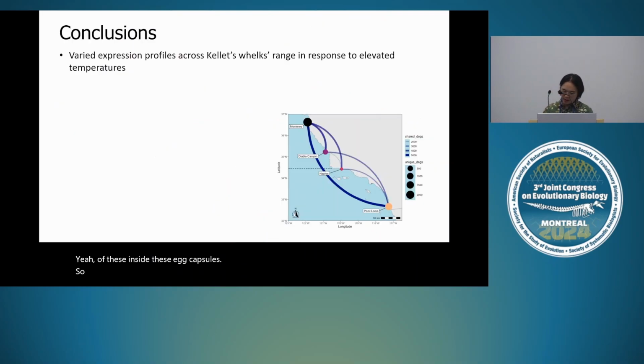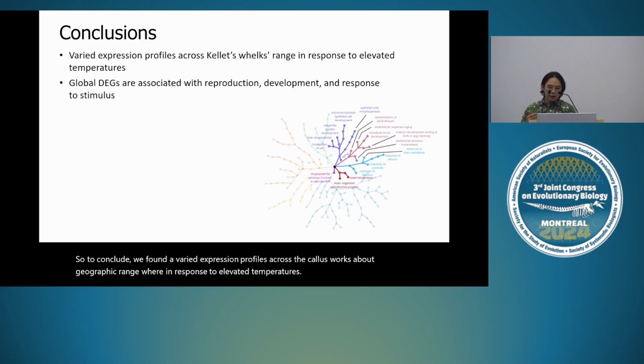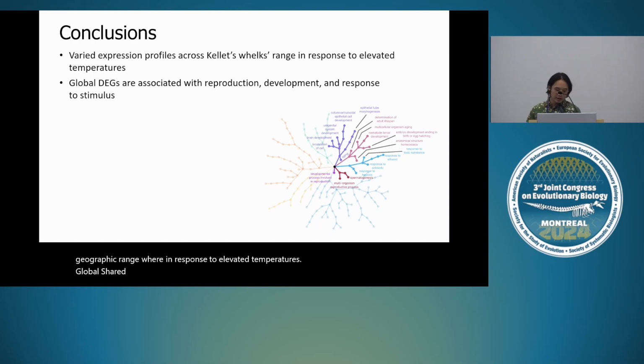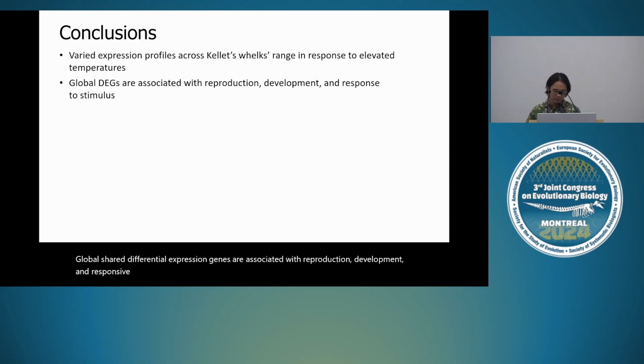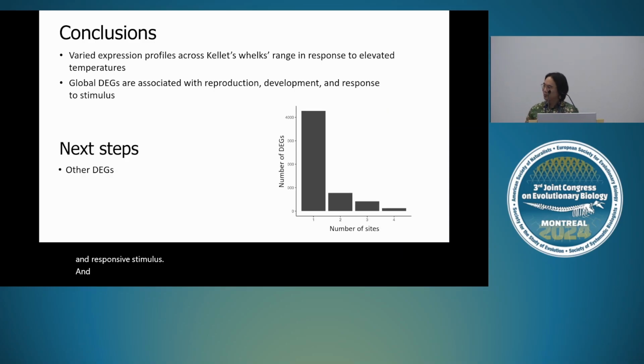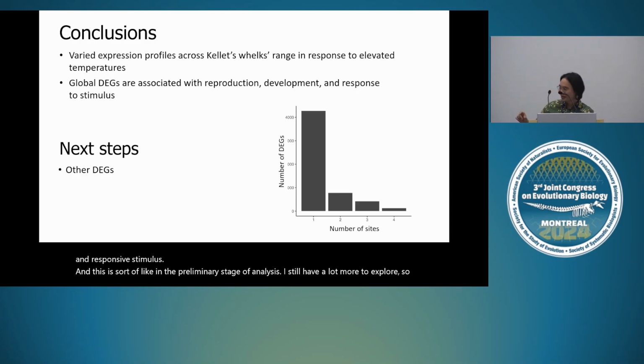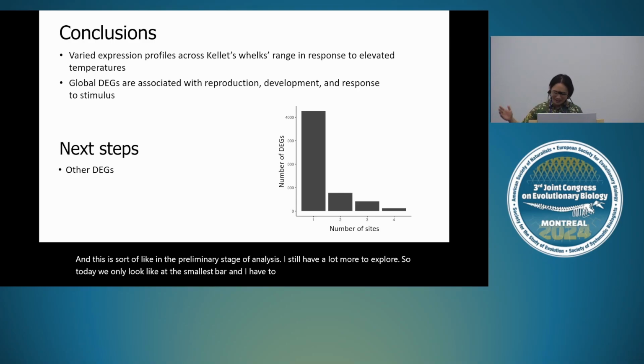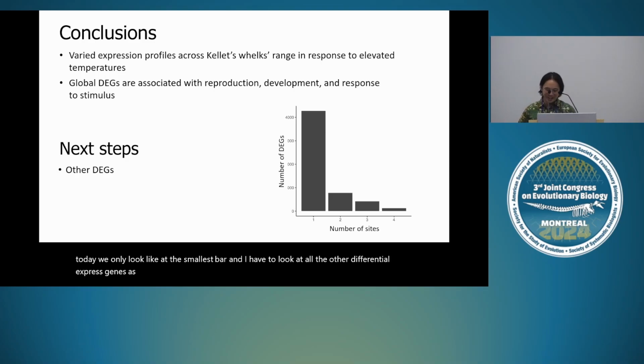To conclude, we found varied expression profiles across the Kellet's whelk biogeographic range in response to elevated temperatures. The globally shared differentially expressed genes are associated with reproduction, development, and response to stimulus. This is in the preliminary stage of analysis, and I still have a lot more to explore. Today we only looked at the smallest bar, and I have to look at all the other differentially expressed genes as well. I'd be happy to chat about other possible analyses that folks might have with a data set like this.